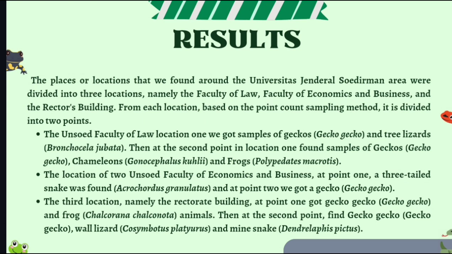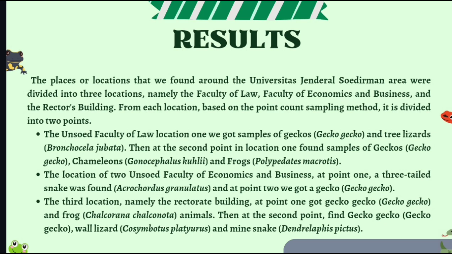The locations that we found around the Universitas Jenderal Soedirman area were divided into 3 locations, namely the Faculty of Law, the Faculty of Economics and Business, and the Rector's Building. From each location, based on the point count sampling method, it is divided into 2 points. At the Faculty of Law, location 1, we got samples of a gecko and 3 lizards, Bronchocela jubata. Then at the second point in location 1, we found samples of a gecko, chameleons, Orgonocephalus kuhli, and the frog Polypedates macrotis.